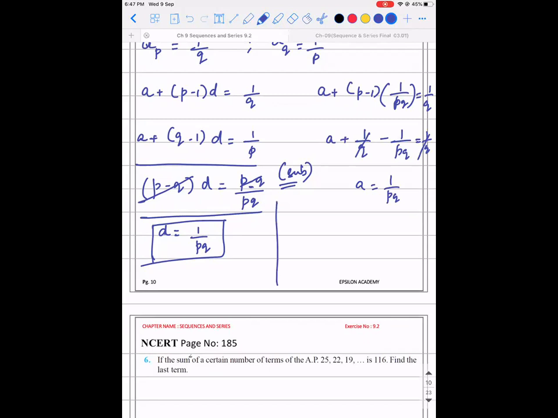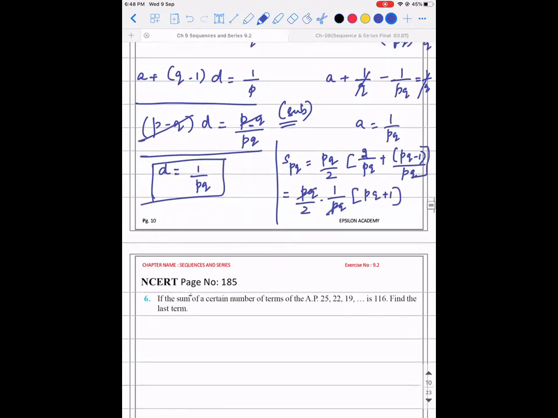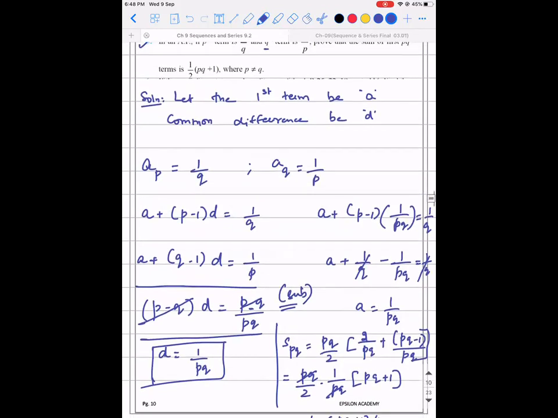Okay, then what is the sum of pq terms? pq by 2 into (2a plus (pq minus 1) into d). If you take LCM, pq by 2 into 1 by pq will come out. You will have pq plus 1 inside. This pq and pq will get cancelled. The answer will be 1 divided by 2 into (pq plus 1). Is that what they are expecting? 1 by 2 into (pq plus 1). Yes.